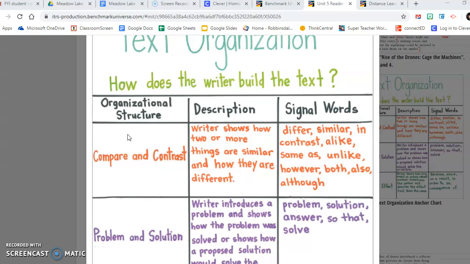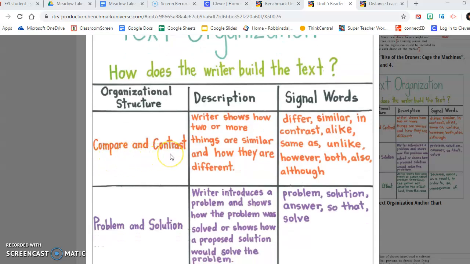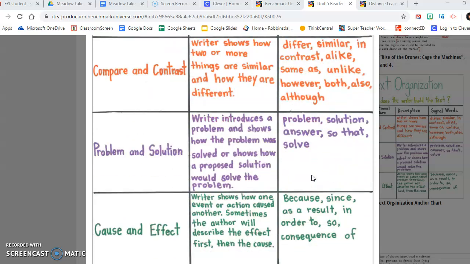We've looked at compare and contrast text structure, which is when the writer shows how two or more things are similar and how they are different. Those signal words that you might want to look for, and if you hear them you might think, oh, it's compare and contrast, are differ, similar, in contrast, alike, same as, unlike, however, both, also, although, some of those words.